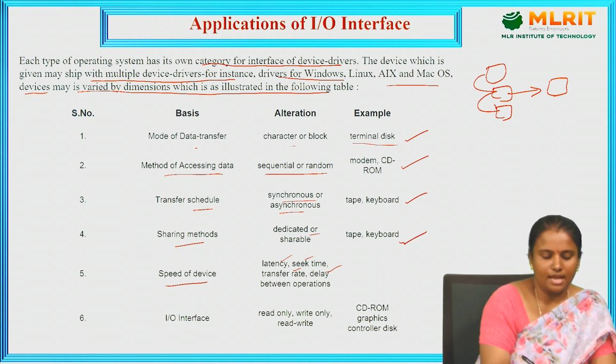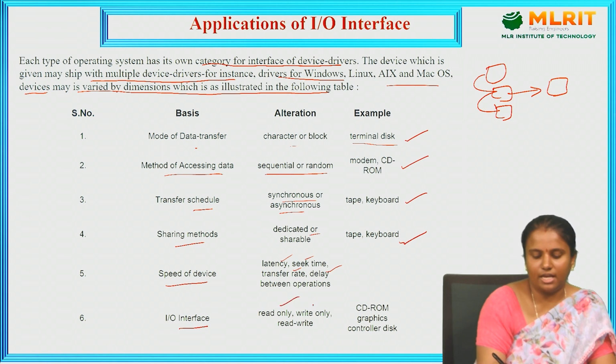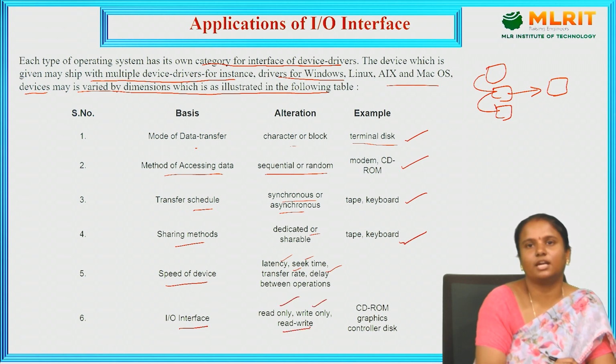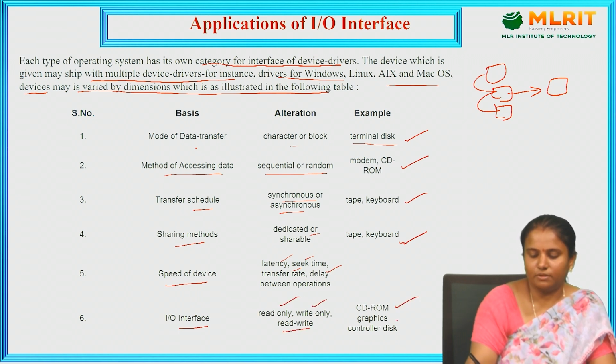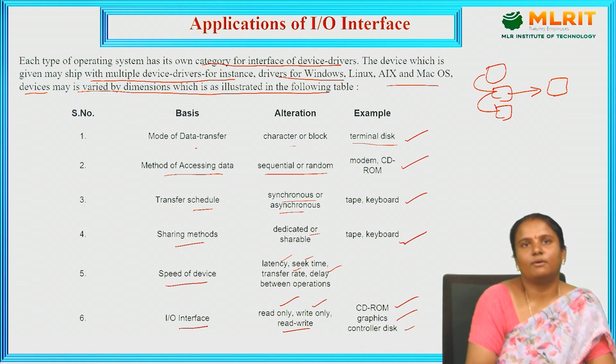So next one is the input-output interface. What can the input-output interface do? It can be read only, write only, or read-write. So both read-write. Examples are CD-ROM, graphics controller, disk. So these are all the information gathered for the different types of device drivers: how we are going to perform data transfer, access the data, transfer the schedules, sharing methods, speed of each device, and what the input-output interfaces are.